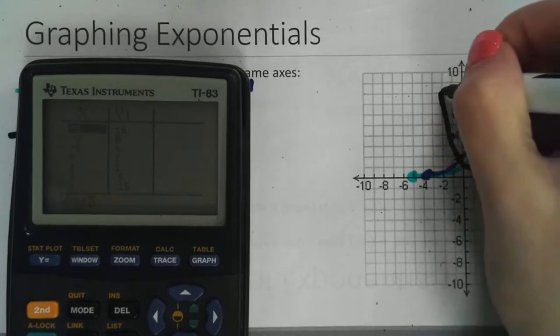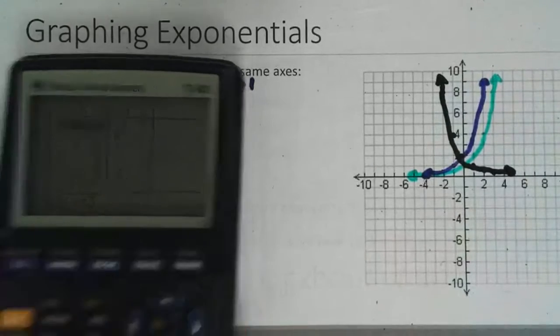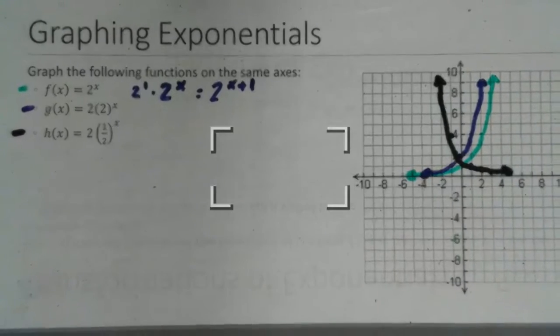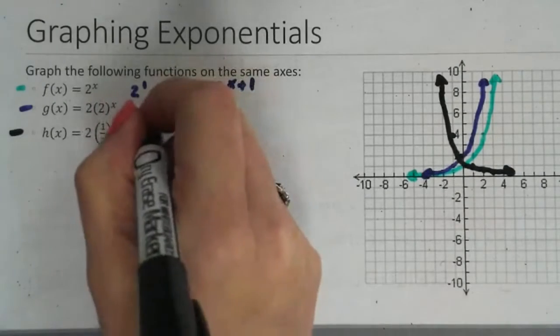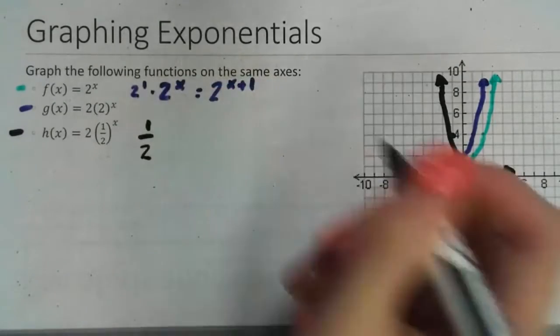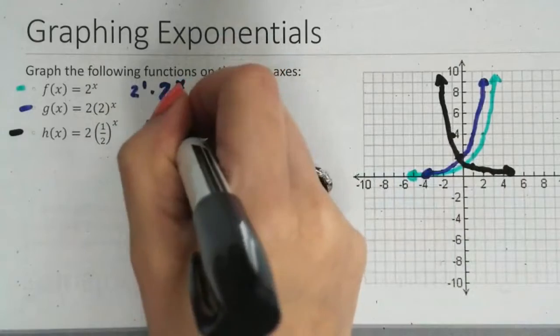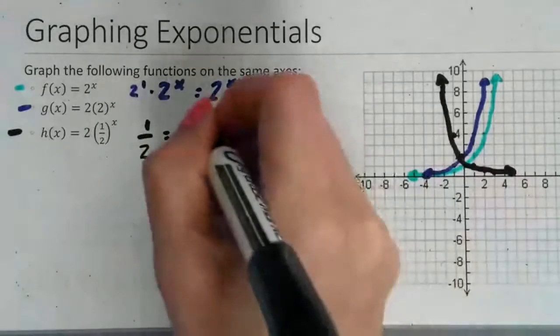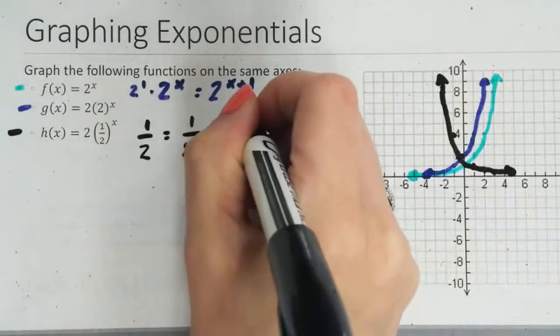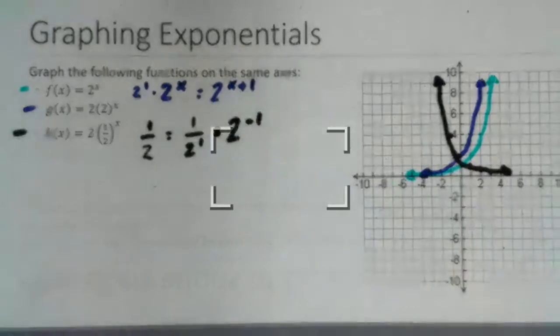This graph looks to me like the purple one, but reflected over the y-axis. So let's see if we can understand why that might be the case. 1/2 is the same thing as 1 over 2 to the first power. And another way I can write that is 2 to the negative 1 power.